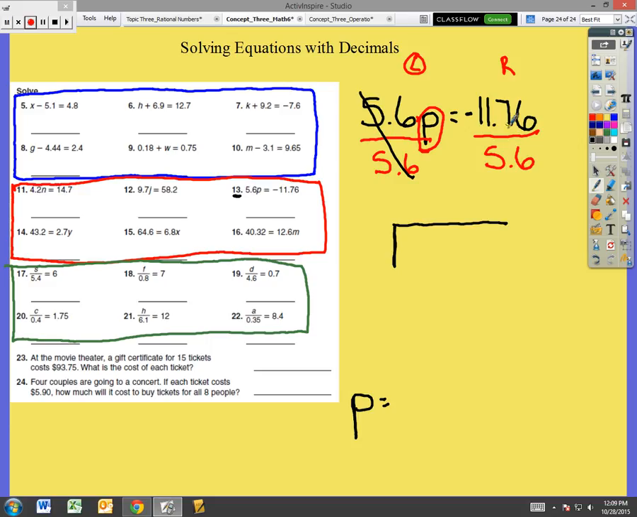I have negative 11 76/100. That would go in. I am breaking up negative 11 76/100 into parts that are each 5 6/10 large. Now remember, when we divide by decimals, I cannot have a decimal in my divisor. I move it here, so this really becomes a 56 as my divisor.